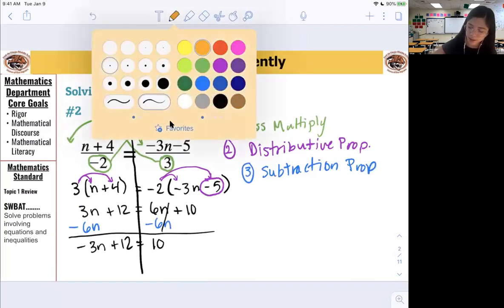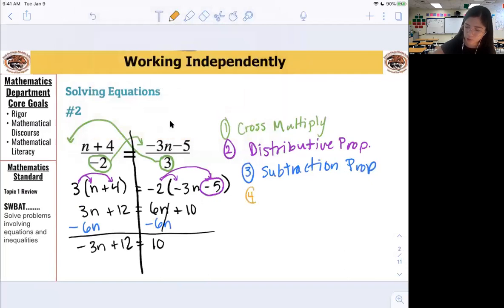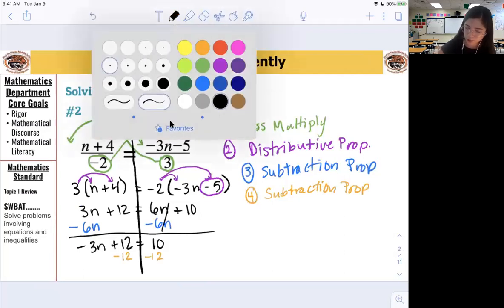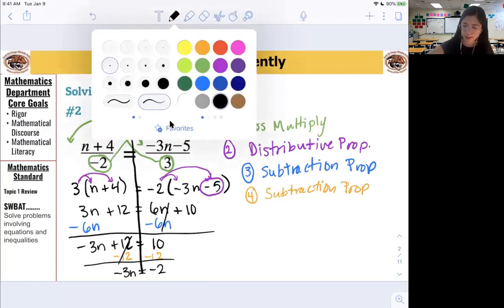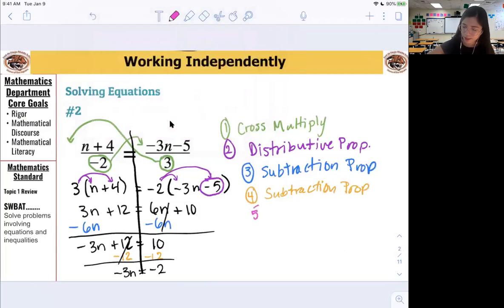Okay, now I want n to be alone. That 12 needs to go away, so I'm going to subtract it out. Minus 12 on both sides. 10 minus 12 is negative 2. So I have negative 3n equals negative 2. And my final step here to get n by itself is to divide by negative 3 on both sides. So that's my division property. So I divide by negative 3.